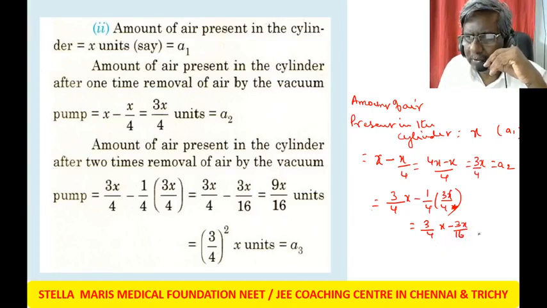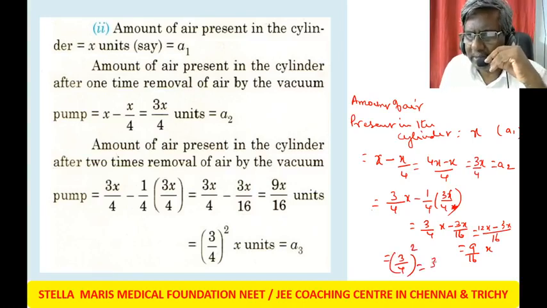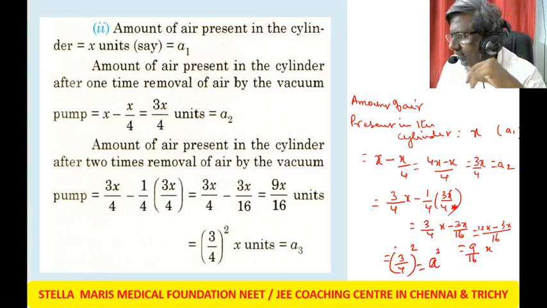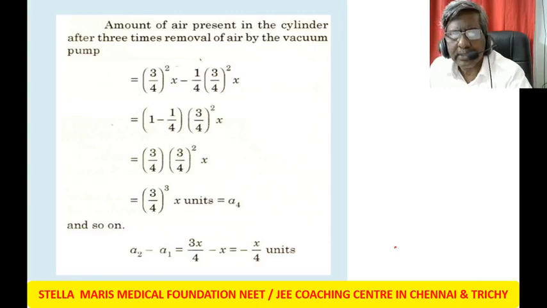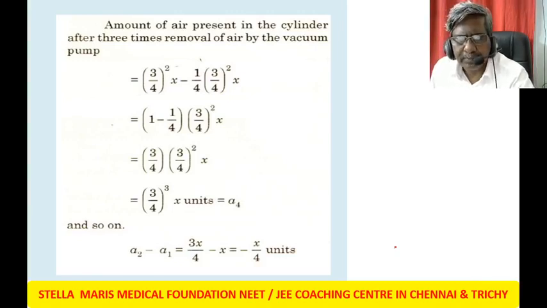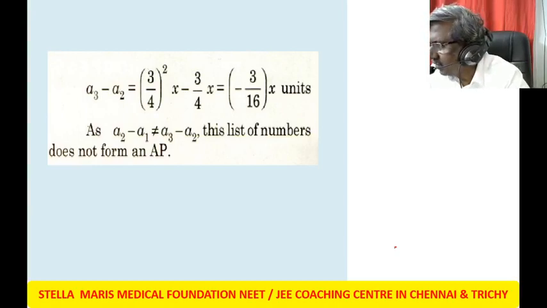Then 16 is common. Take 16 common: 12x minus 3x, that is equal to 9/16 x. You can write it as 3/4 whole square times x. This is equal to A3. So every time 1/4 is removed. Now see the difference: A2 minus A1 is minus x by 4, and likewise the next difference is not the same. So it is not an AP. It does not form an AP.